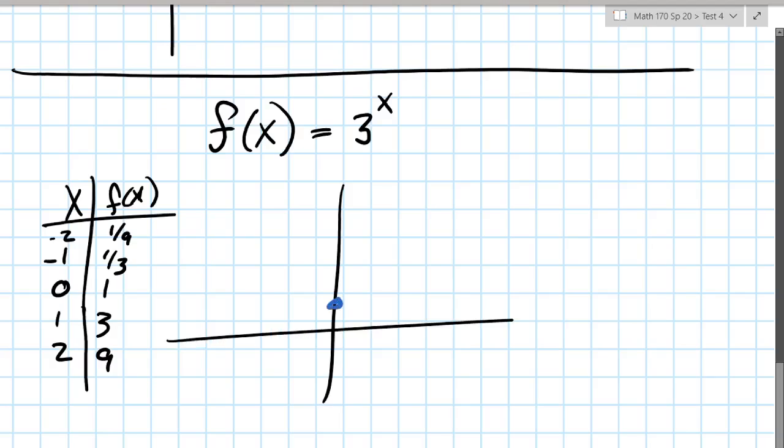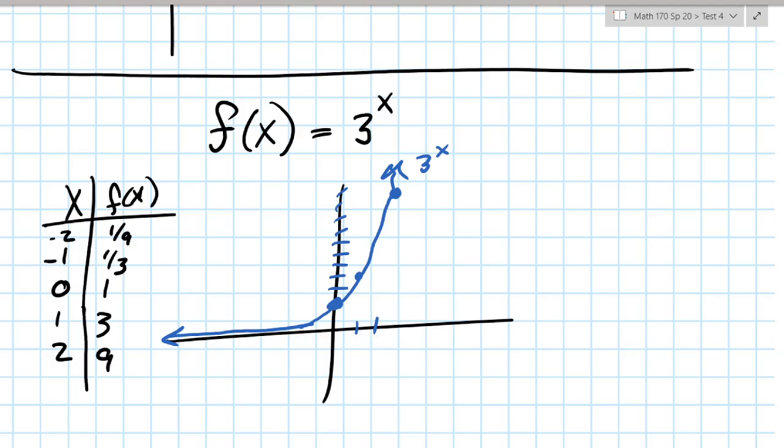Again, our y-intercept is 1, but now if x is 1, y is 3. If x is 2, y is 9, somewhere up there. And now the function is growing faster. So here's 3 to the x. Here is 2 to the x.